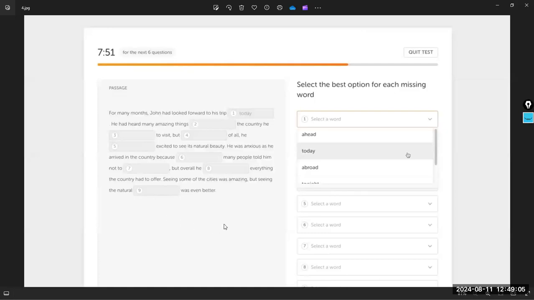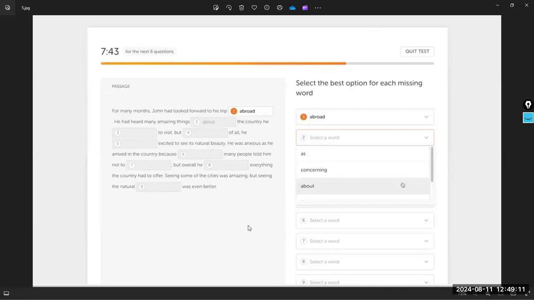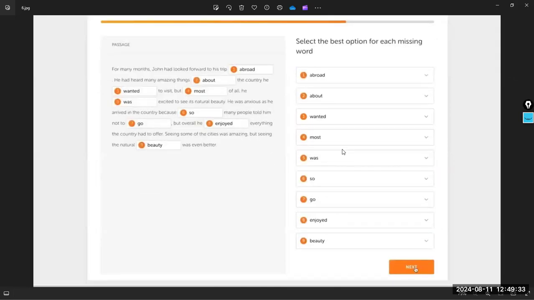So I have 9 words. So I have to select 9 words just to be able to press next. Notice that here I selected the word which is abroad, and notice here that this is blank number 1, and so this is the word abroad, which is here in the first blank. So I have to do the same here with 2, 3, 4, 5, 6, 7, 8, 9, just to select all the words. Notice here that I selected all the 9 words, and then I can press next. Okay, so this is it.